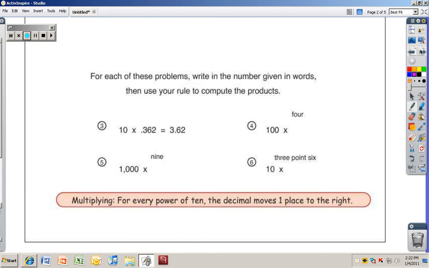Okay, so for every 0, for every power of 10, you can move the decimal one place to the right. So go ahead, and number 3 is done. 10 times 3.362 is 33.62 because it's only 1 zero, so you move the decimal over one spot. So this would be times 1,000. 4 times 4, put a 4 right there. Okay, right, equals. It's 400.